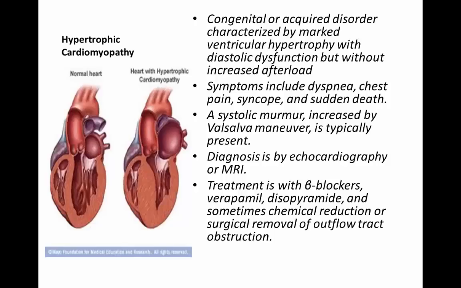So for example, patients would not have valvular aortic stenosis, coarctation of the aorta, or systemic hypertension. Symptoms basically include dyspnea, chest pain, syncope, and sudden death. Etiology is basically a mutation. It's autosomal dominant, but again, it could be acquired by acromegaly, pheochromocytomas, and even neurofibromatosis.